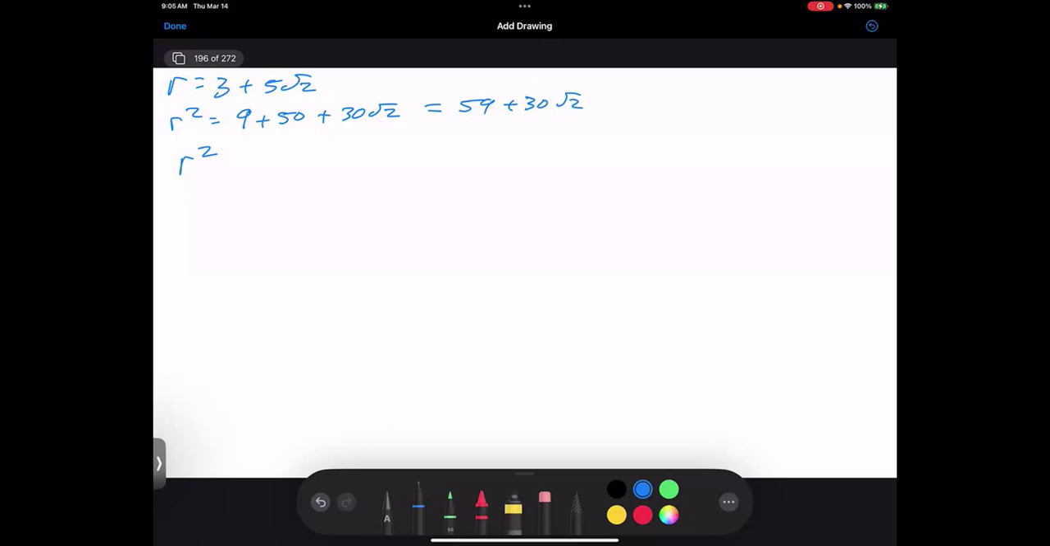Well, look at r. r is 3 plus 5 root 2. How can I get a 30 root 2 from r? Times 6. So if I subtract off 6 times r, that's going to give me 59 plus 30 root 2 minus 18 plus 30 root 2. So this is going to be 59 minus 18, which is 41.